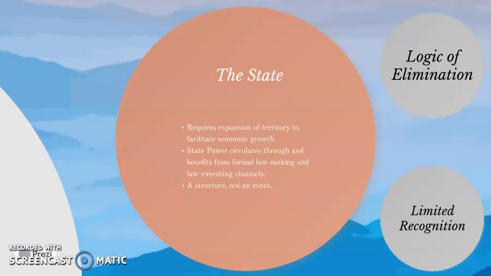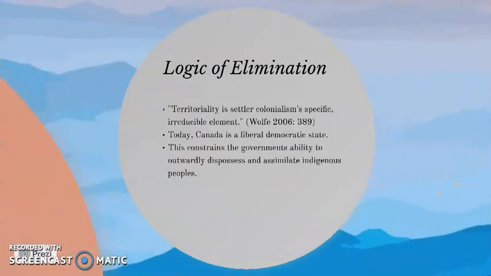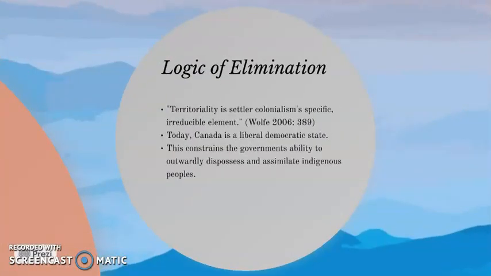The state requires continued acquisition of territory to facilitate capitalist growth, and this is especially applicable to Canada, which is a staples economy. Colonial Western ideologies are naturalized and perpetuated by the state, and state power circulates through and benefits from formal lawmaking and law executing channels. A large aspect of this is the logic of elimination, and this is the idea that the state requires violent dispossession, displacement, and assimilation to acquire territory.